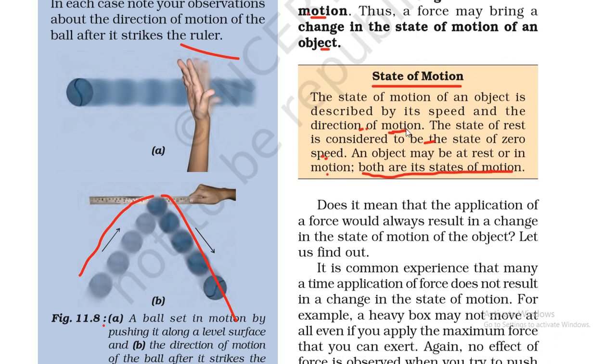Okay, so you can see here, does it mean that the application of a force would always result in a change in the state of motion of the object? So this one is the question, and I hope you can give the answer to this question. Does it mean that the application of a force would always result in a change in state of motion of the object? So what is your answer? Let us find out the answer to this question.